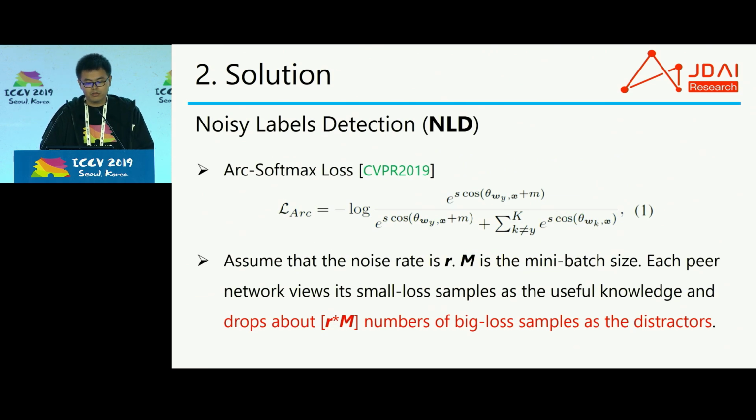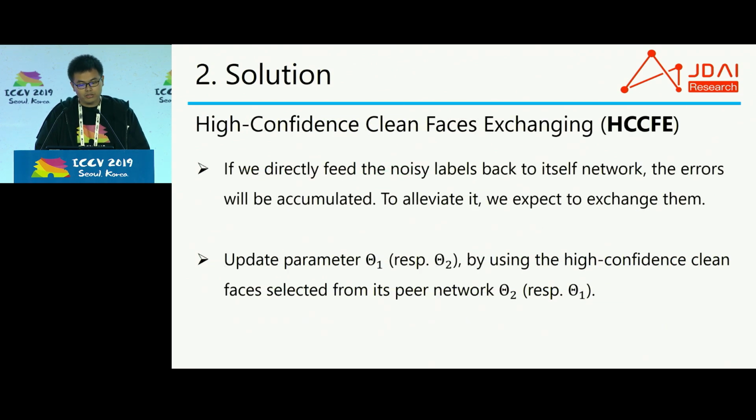For noisy label detection, we use the ArcFace loss as the baseline, assuming that the noise rate is r and m is the minibatch size. Each peer network views its small loss samples as useful knowledge, and drops about r times m big loss samples as distractors. For high confidence clean faces exchanging, we update the parameter theta1 by using the high confidence clean faces selected from its peer network theta2. If we directly feed the noise back to its own network, the errors will accumulate. That's why we exchange them.